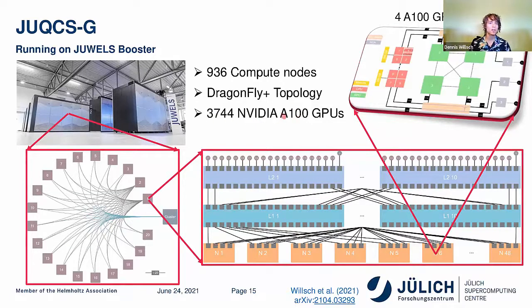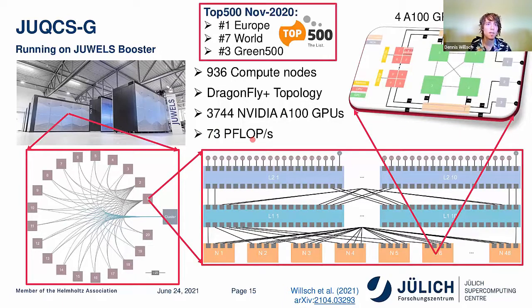So this particular system has 3,744 NVIDIA A100 GPUs, and it was benchmarked with a performance of 73 petaflops, which made it end up as number 1 in Europe and number 7 in the world. And also what is nowadays very important for environmental reasons is the Green500, where it's become number 3.